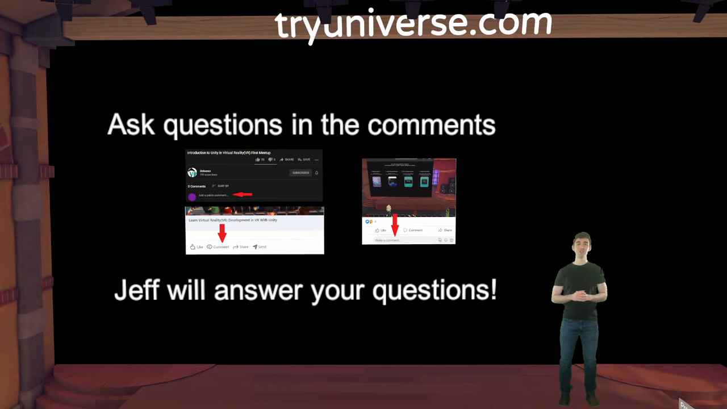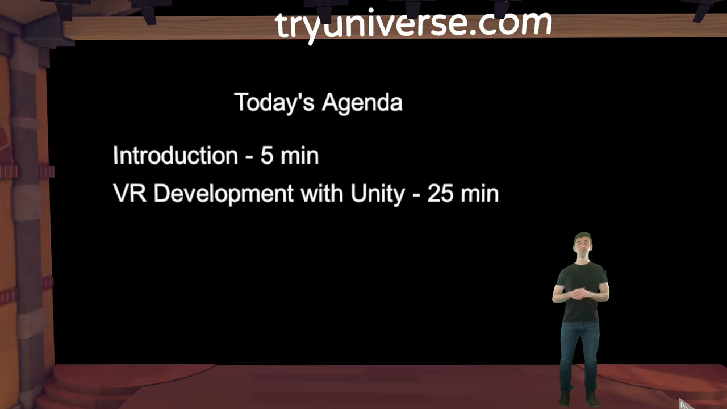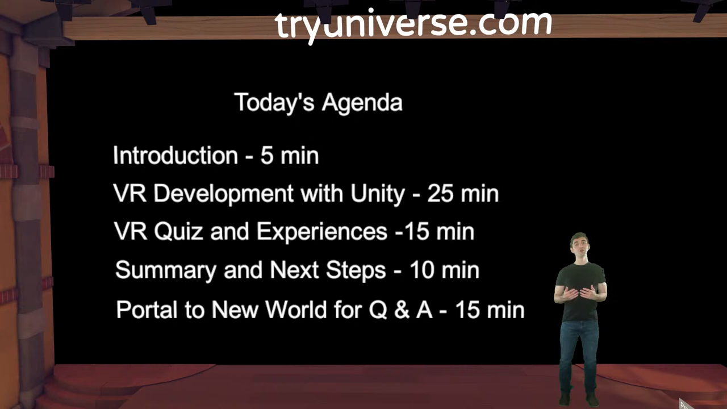So now to go through our agenda, the first 5 minutes is going to be an introduction talking about who we are and what we do as an organization. The next 25 minutes we'll be going over VR development with Unity. So we'll be talking about what Unity is, what the advantages of using a game engine in the first place are, what Unity's business model is, how it compares to other competing game engines, and some examples of games and applications that are made using the Unity engine. After that, we'll do some VR assessment and experiences for the next 15 minutes. Then we'll move on to the summary and next steps if you want to continue your VR journey. And then lastly, we'll portal to a new VR world where you guys can ask questions directly to us as instructors, either here in AltSpace or on the live stream.